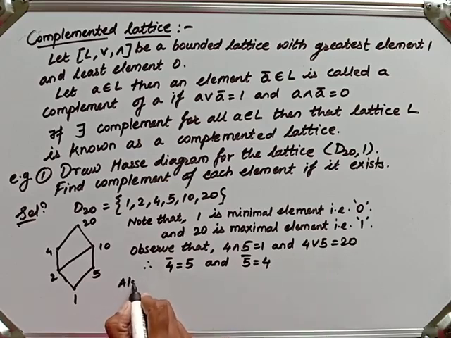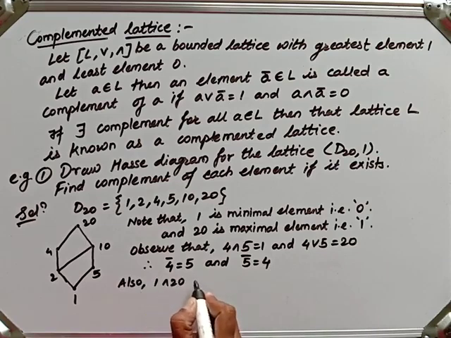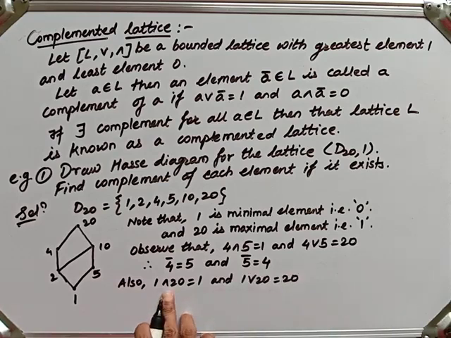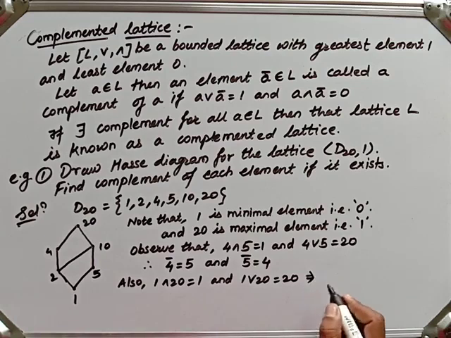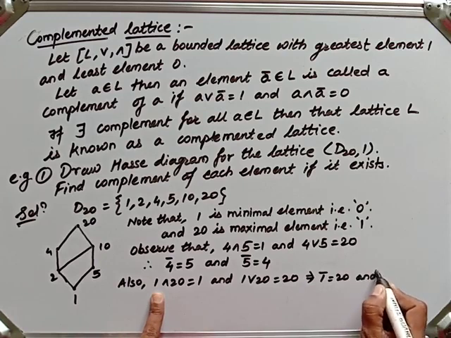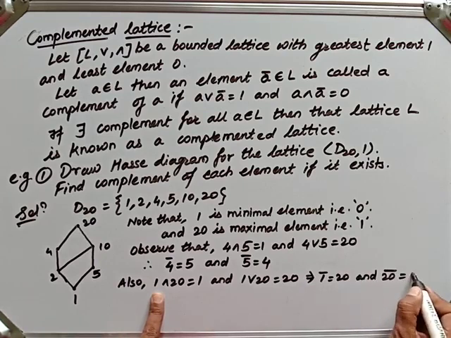Also, if we take 1 meet 20, it is 1, and 1 join 20 is 20. This is the greatest lower bound and this is the least upper bound. Hence 1 bar is equal to 20 and 20 bar is equal to 1. These are complements of each other.